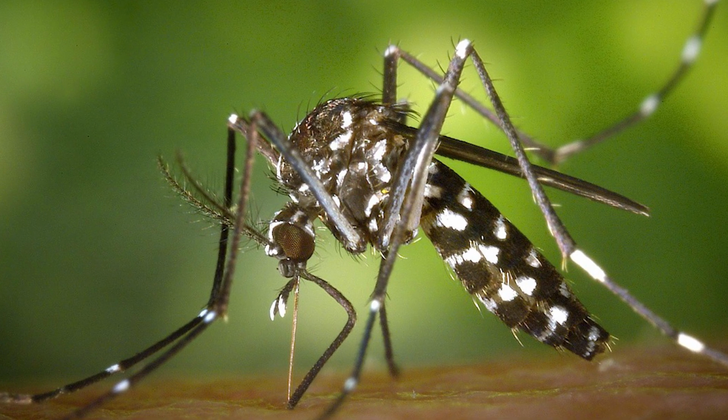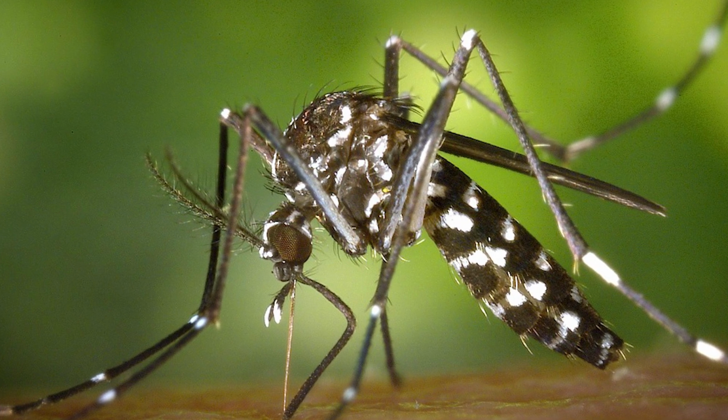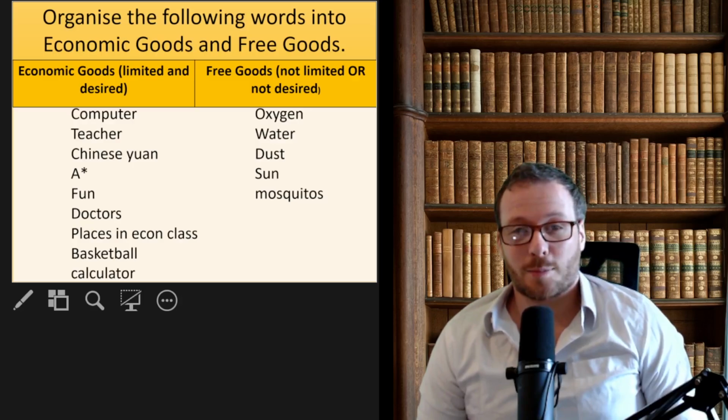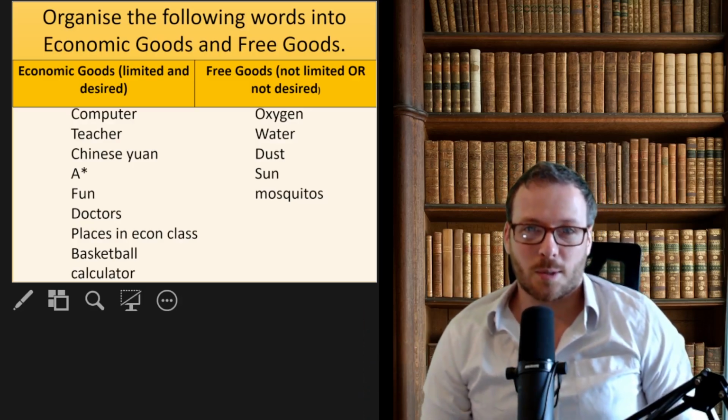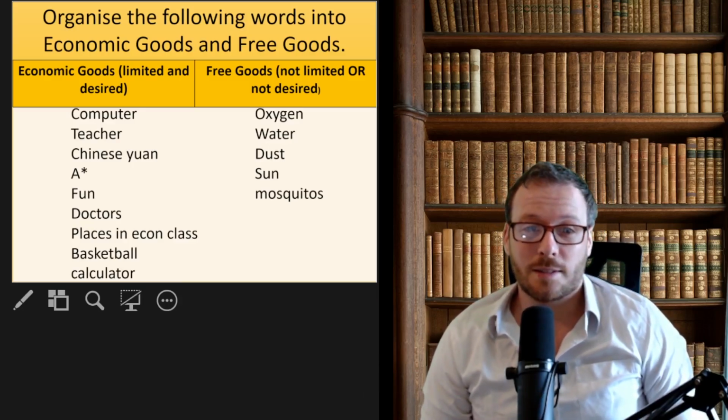Mosquitoes as well. One of them asked me, what about mosquito burgers in Africa? Good point. In Africa, it has been seen where they get a pan, put it all over the mosquitoes, collect them up, turn them into a burger. Then it becomes an economic good. High in protein. That's what I've heard.